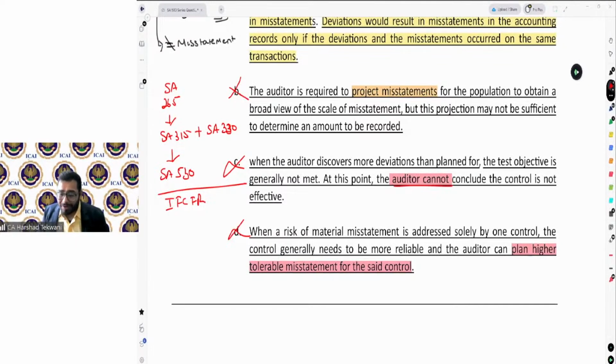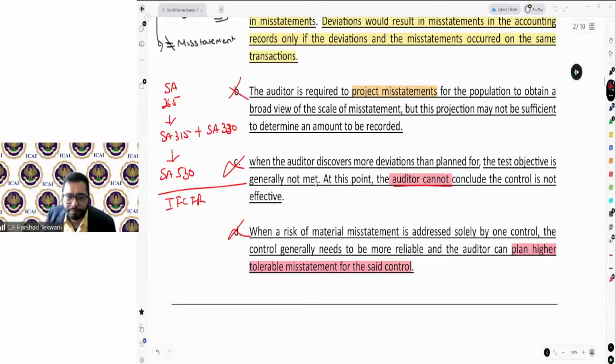So there is one doubt. What is an anomaly as per SA 530? If I talk about an anomaly, it means a deviation or a misstatement of sorts, but it is of that nature that it is one of its kind, and it's not representative of the whole population itself.